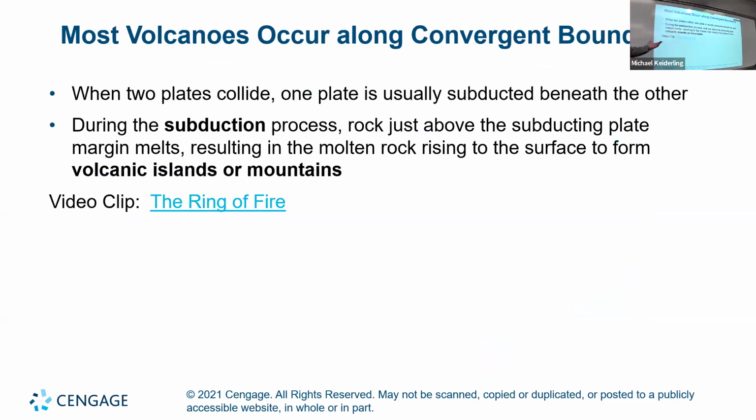So when two plates collide, one plate usually gets subducted into the other, and during this subduction process, the rock just above the subducting plate margin melts, resulting in the molten rock rising to the surface to form volcanic islands or mountains. So this is why there are all these volcanic islands around the Pacific Ocean and other places like that.